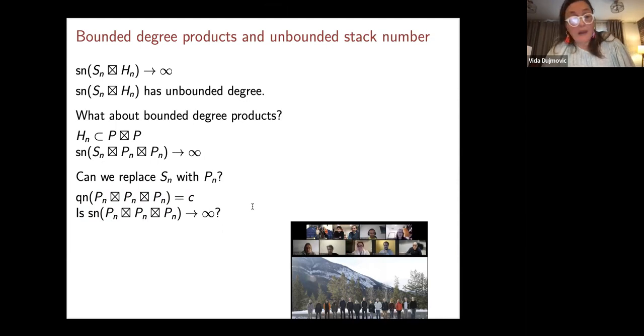Somebody asked whether the stack number is unbounded for this graph, a path times a path times a path, on this kind of a little bit more complex grid. And it turns out the answer is yes. It's not only that they proved, I'll show you the list of authors, that the stack number is unbounded, they found a tight bound, and in fact a polynomial bound, for the stack number of such graphs.